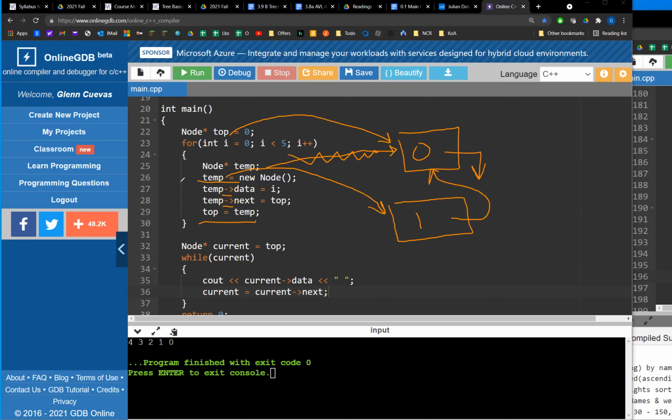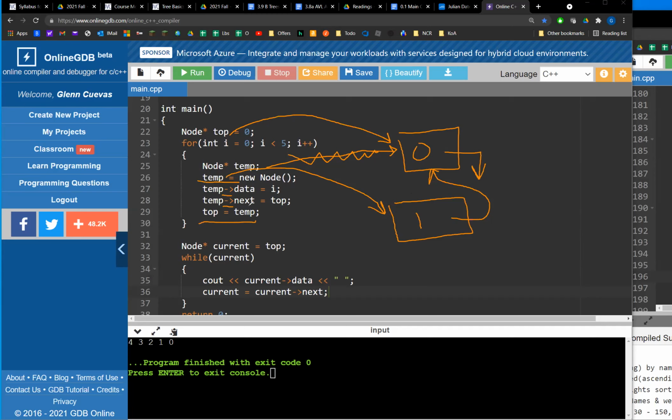So before we get to 26 again for the second time, both temp and top are pointing to our 0 box. But then 26 gets evaluated again. The assignment operator comes along and stomps over the old value of temp, causing it to no longer point to 0 and instead to point to 1. So when we dereference and set data equal to that 1 value, that's what gets the 1 to be over here as opposed to the previous location.